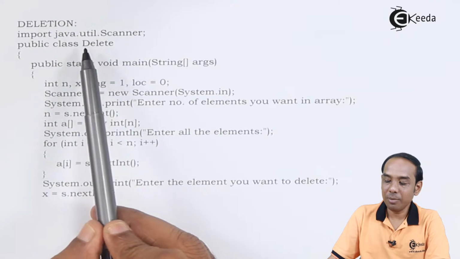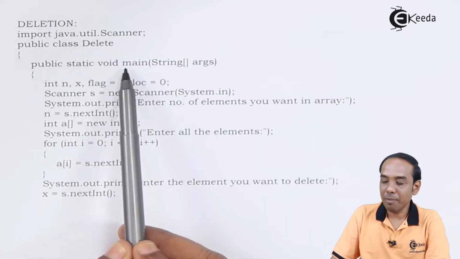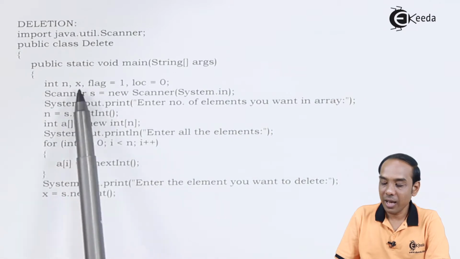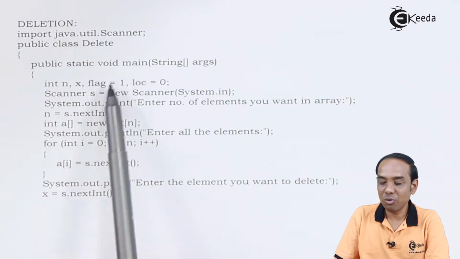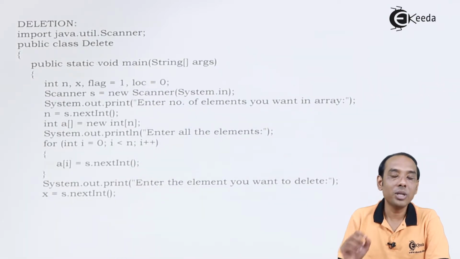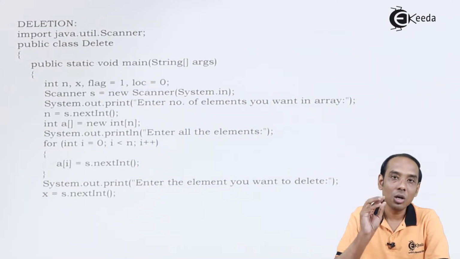I've defined a class named delete. Inside the main method of the delete class, I've taken 4 variables: n, x, flag equal to 1, which will act as a flag, then location equal to 0, so that I can have that particular location, and based on that location I can delete the element.